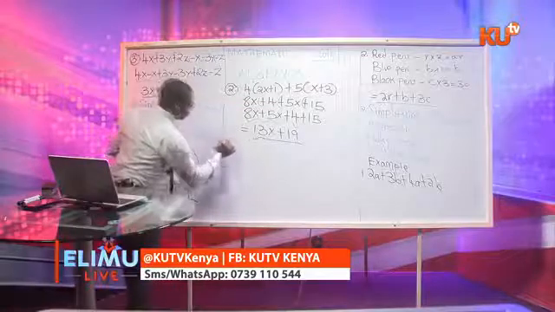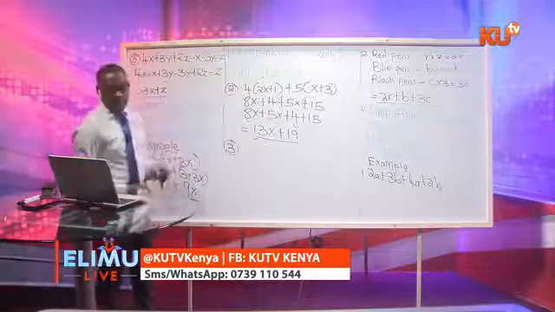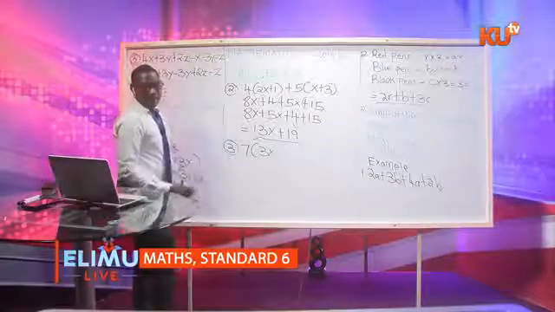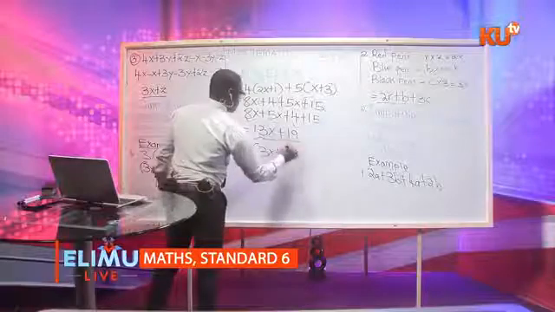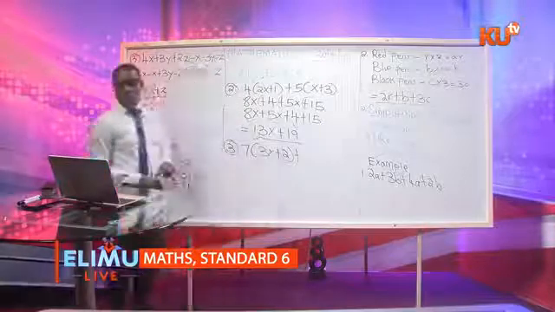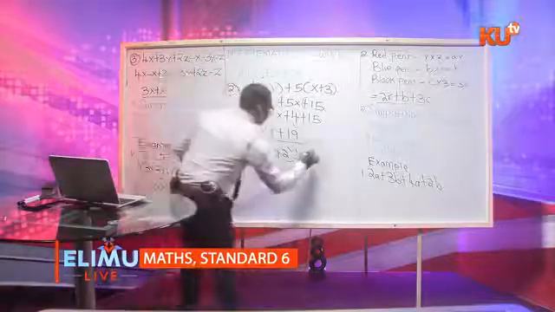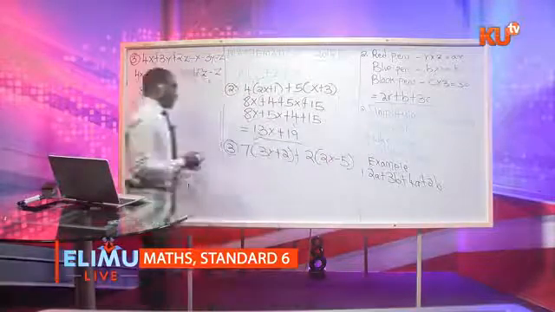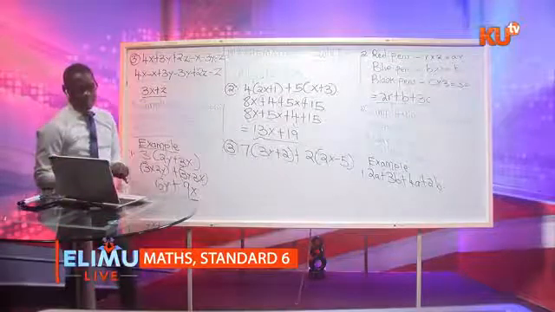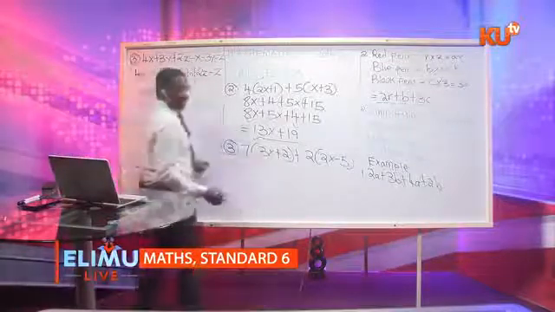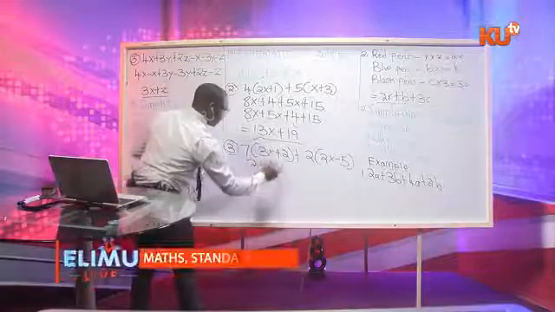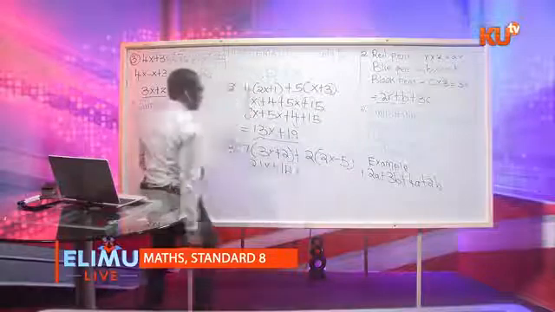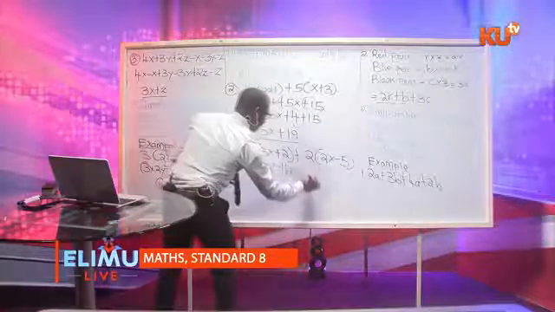Let's look at number 3 of our example. 7 into brackets, 3x plus 2, close the brackets, plus 2 into 2x minus 5. So the first step is to open the brackets. 7 times 3x, that is 21x, plus 7 times 2, that is 14, plus 2 times 2x, that is 4x.